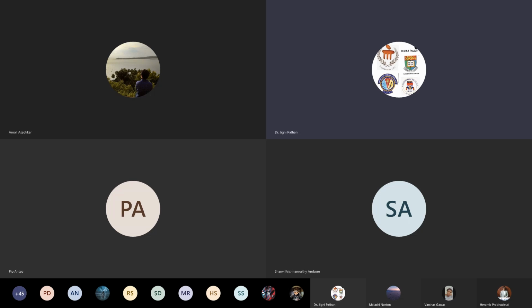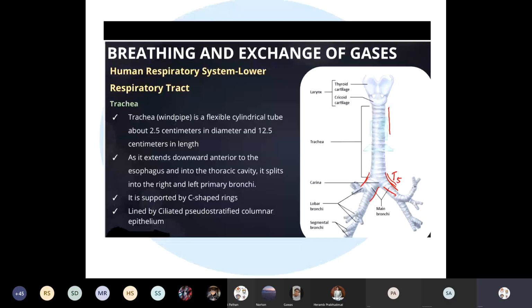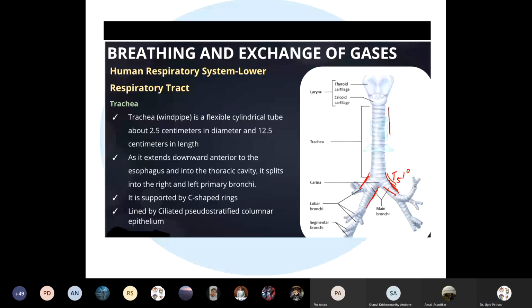Two branches. It divides into two branches called primary branches. What is this? Primary branches. Clear? Now, let me show you in this diagram, we'll discuss it there.